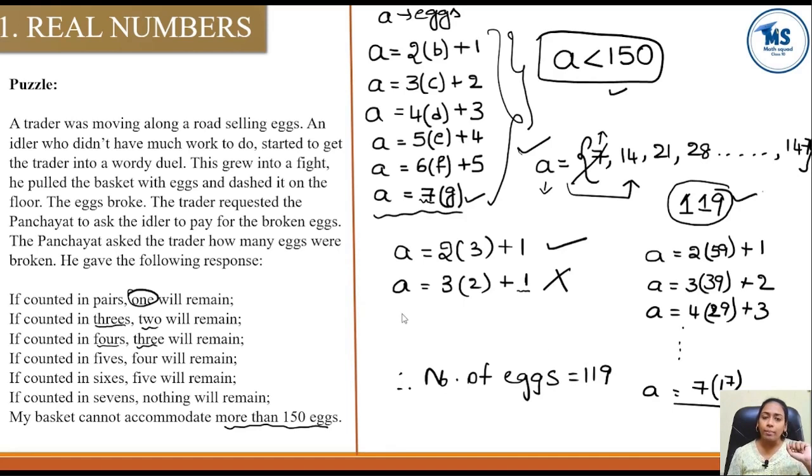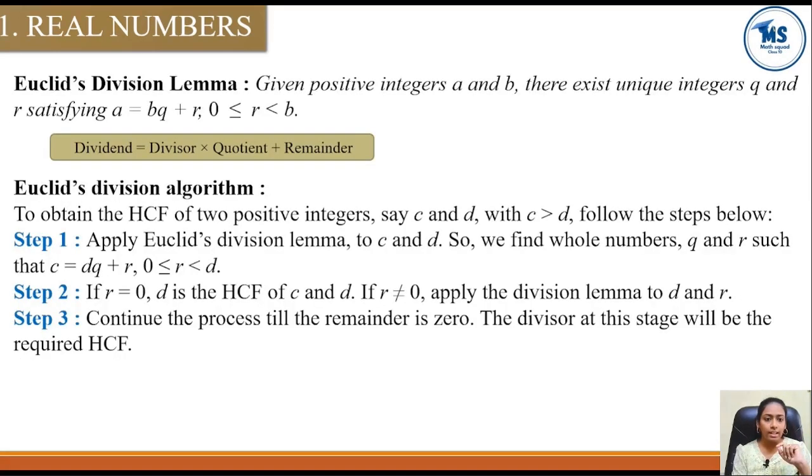So any two numbers A and B can be written in the form of A is equal to BQ plus R. That's what we have seen here. A is equal to 2 into B plus 1, something like that, okay? So this form is obtained from Euclid's lemma. Let's see the statement of Euclid's division lemma. Euclid's division lemma states that given positive integers A and B, there exist unique integers Q and R satisfying A is equal to BQ plus R, where 0 less than or equal to R less than B. This is the condition on R, okay?